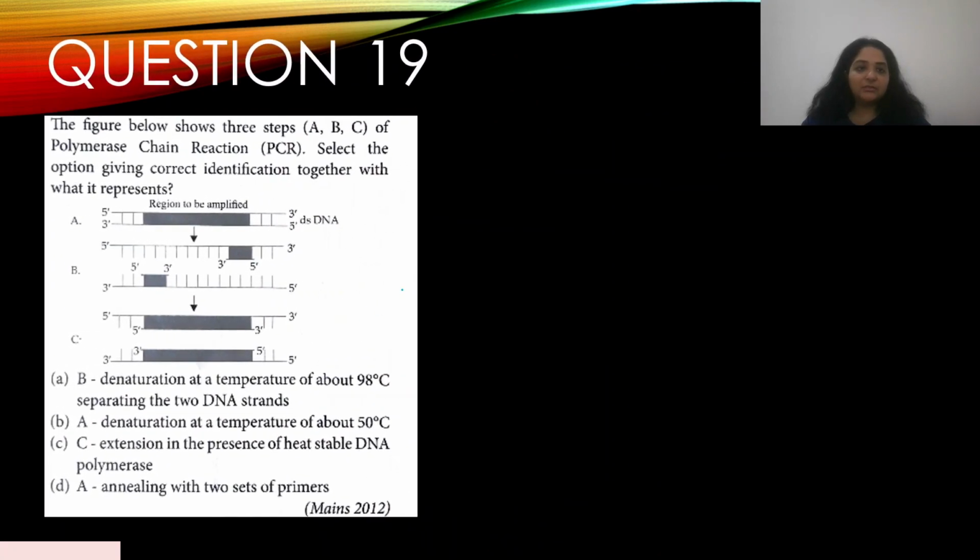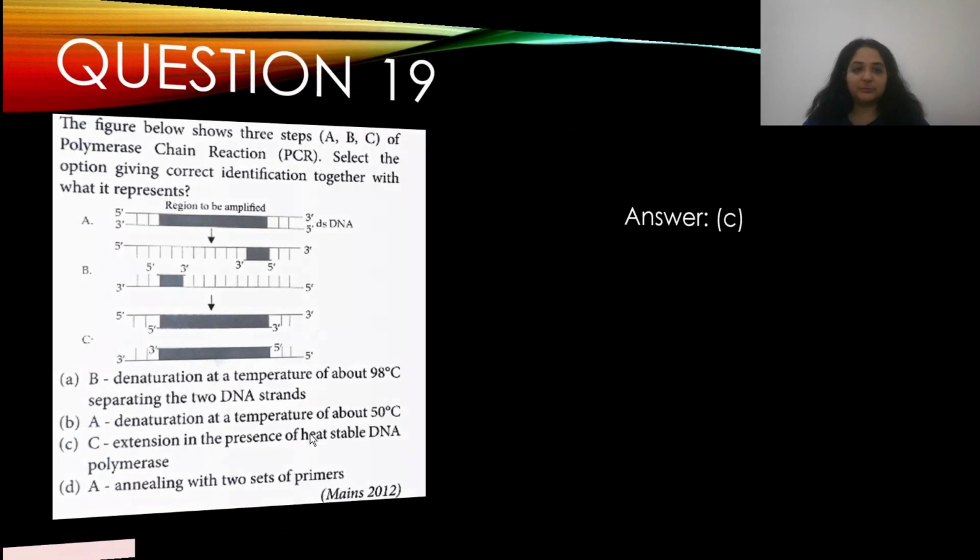Question number 19. The figure below shows 3 steps A, B, C of PCR. Select the option giving correct identification together with what it represents. So you have A, B, and C here. Option A, B, denaturation at a temperature. No, that's incorrect. Option B, A is denaturation at a temperature of about 50. No, it actually is 98. It's above 90 degrees. C, extension in the presence of heat stable DNA polymerase. Yes, that is correct. Option D, A, annealing with two sets of primers. No, that's incorrect. So option C is the right answer.